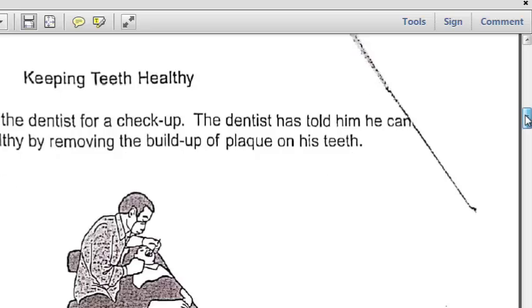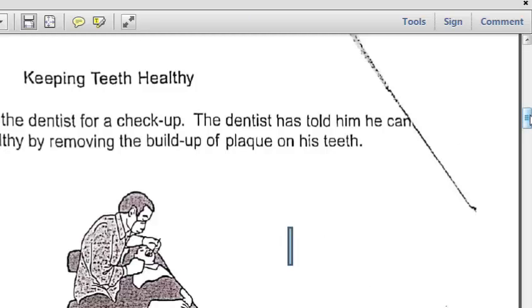Keeping teeth healthy. Dylan has been to the dentist for a check-up. The dentist has told him he can keep his teeth healthy by removing the build-up of plaque on his teeth. Remember, the plaque is the yellow stuff, the yellow dirt that's stuck to our teeth when you stop brushing. And the accumulation or the formation of this plaque on our teeth will cause tooth decay, which will spoil our teeth completely.